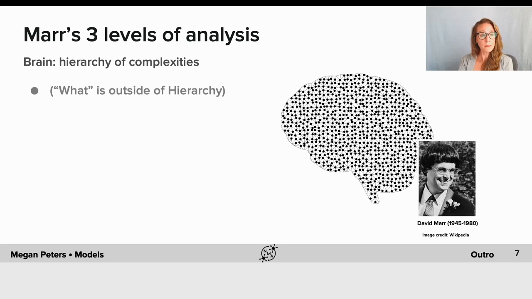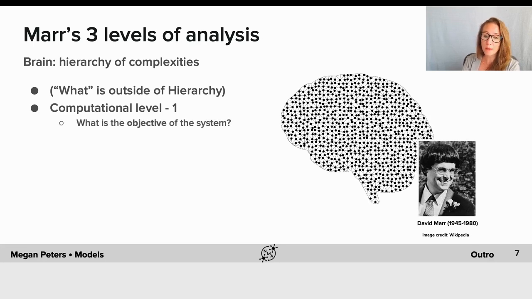So the "what" models that we've described today are a little bit outside the hierarchy, but the "why" and the "how" models span Marr's three levels quite nicely. So first, at the computational level, this is really a good mapping to those "why" or interpretation type questions. So they ask, what's the objective of the system? How close is the system to achieving that objective? How close is the system to optimal? Then it gets a little bit muddier.